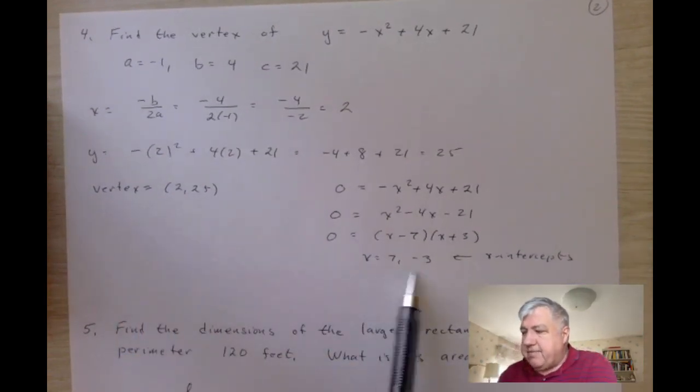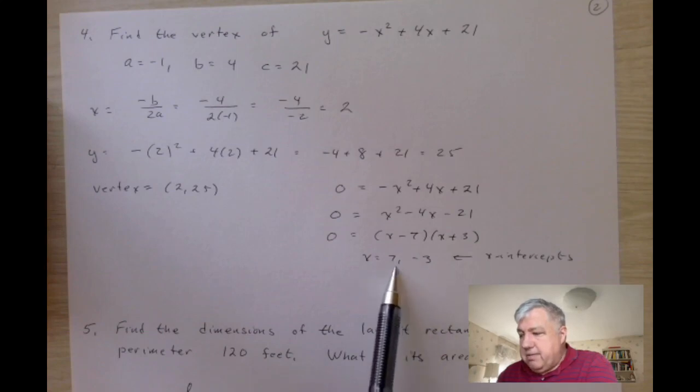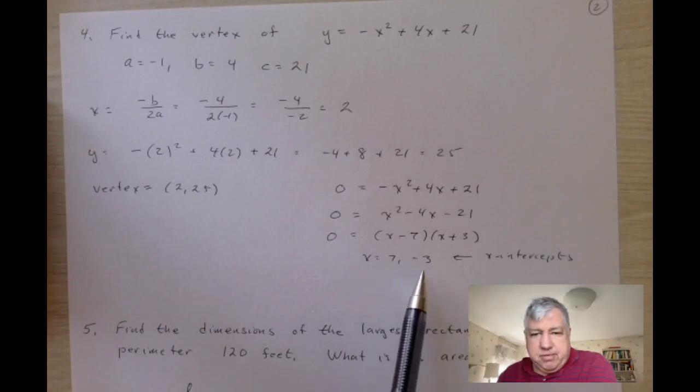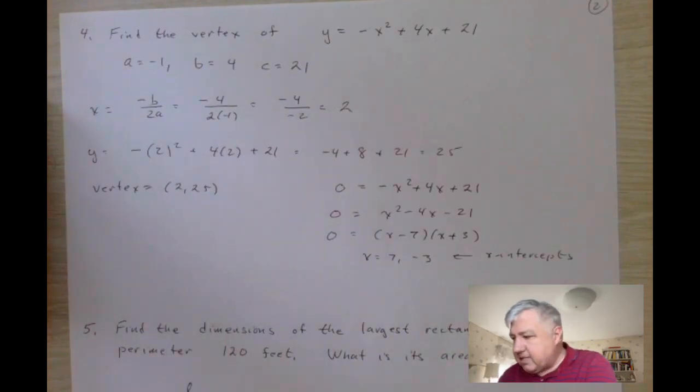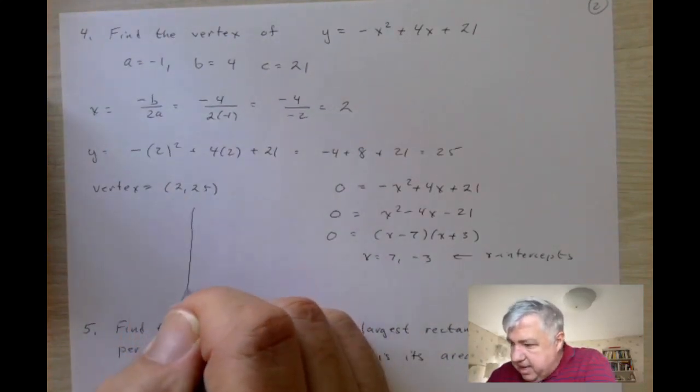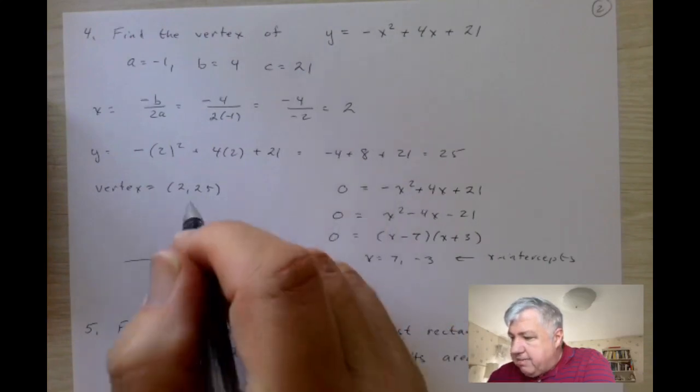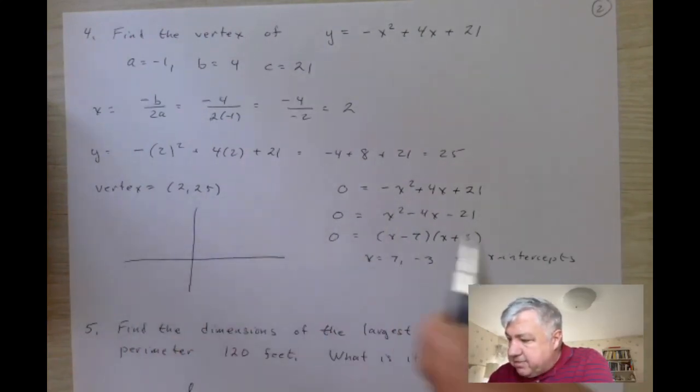And you can see that if you take the midpoint of these, 7 plus negative 3 is 4, and 4 divided by 2 is 2. So we get the same x-coordinate for the vertex, and this is going to be our x-intercepts.